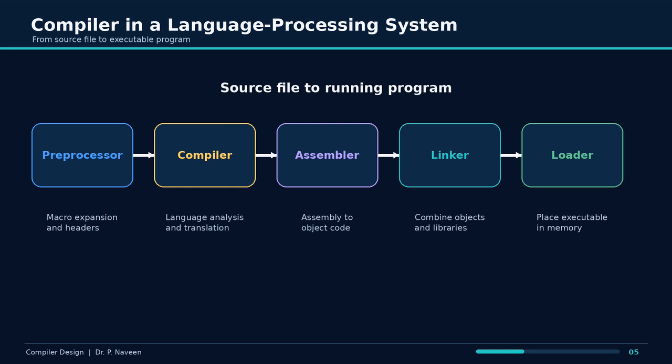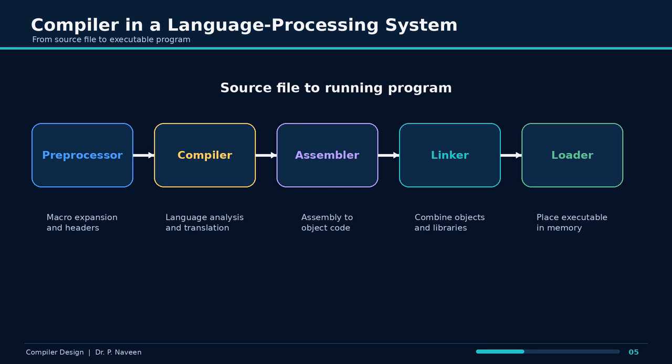Slide number 5. Language processing systems. A compiler does not work alone. It is one part of a language processing system. Let us understand the complete process. First, we have the source program. The preprocessor handles header files and macros. For example, in the C language, it handles include statements and define statements, right?